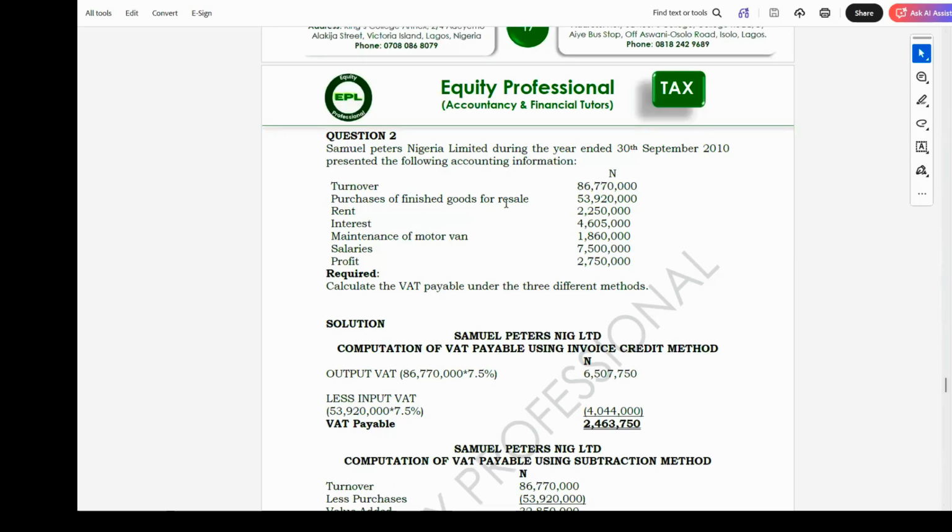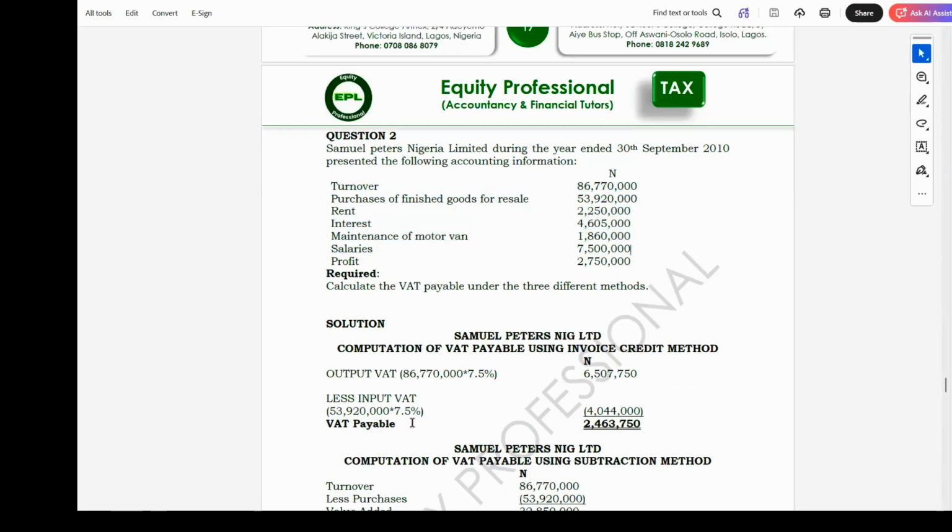It is the purchase of finished goods for resale. You can see, I told you earlier, you can have a lot of information, but the information that will be relevant may not be more than 2, 3, or 4. So out of all this information given to us, we only need 2 of it to calculate our value-added tax.